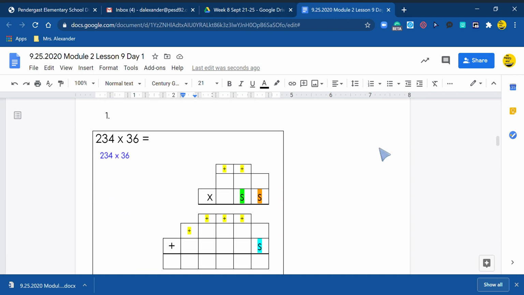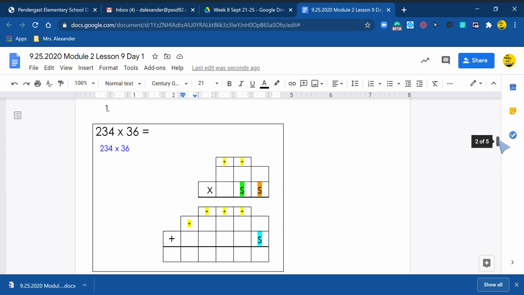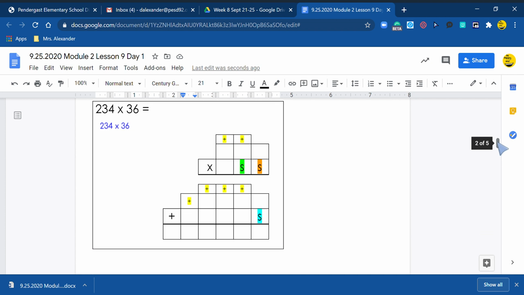So here we go. I'm going to go to number 1. First we got to set up our problem. We have 234, and then we have 36. Now, I don't want you to get overwhelmed or anything like this. It's just like the one above. It's just we had to set this problem up.